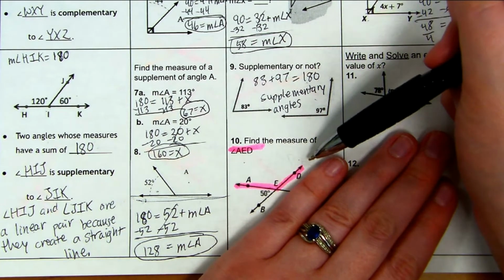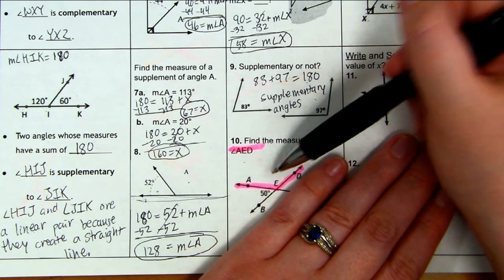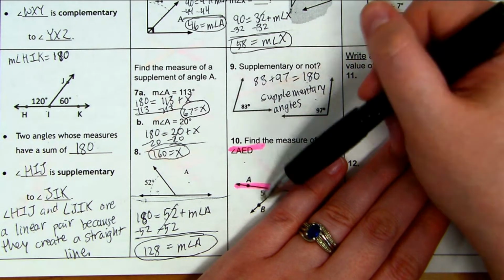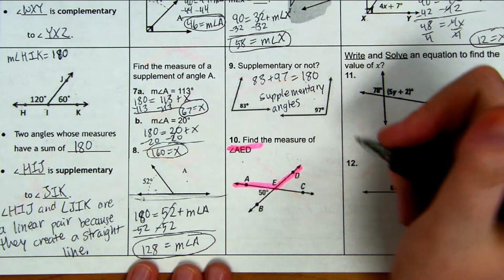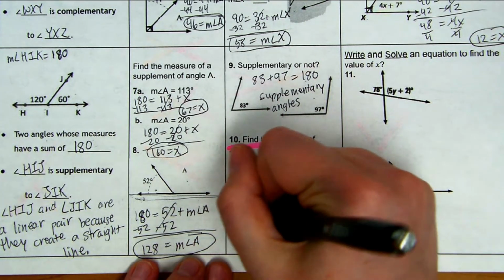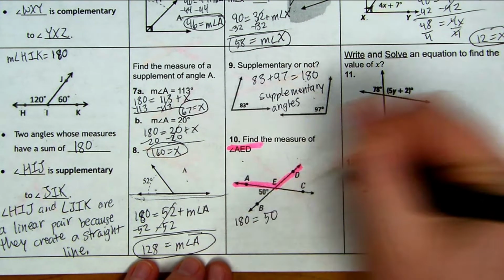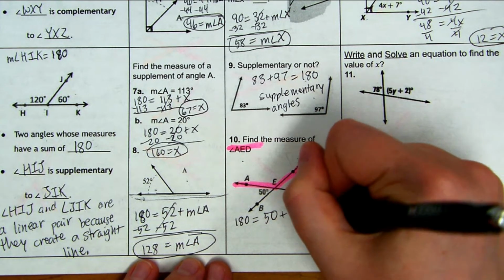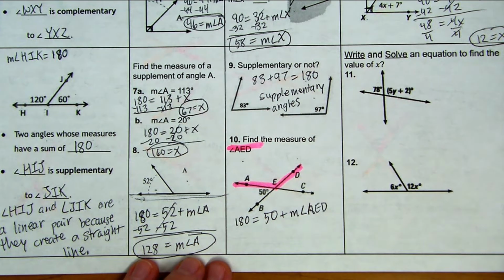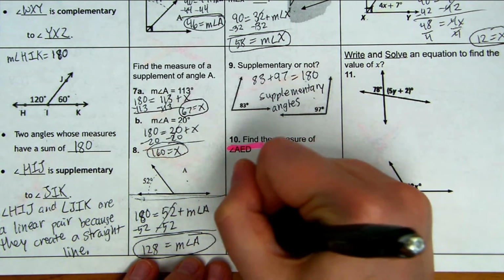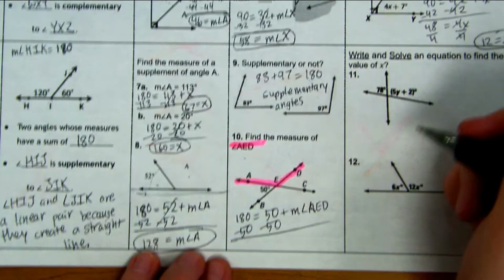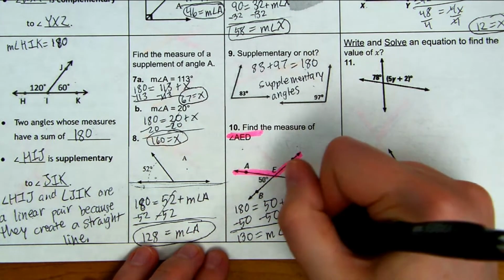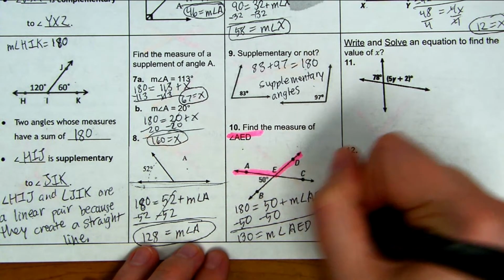So that means this 50-degree angle plus our mystery angle together have to add up to be 180 degrees. So we can write an equation where we say 180 equals our known angle of 50 degrees plus this mystery angle, the measure of angle AED. So we can solve by subtracting 50 from both sides. So we will get 130 equals the measure of angle AED, and we have our answer.